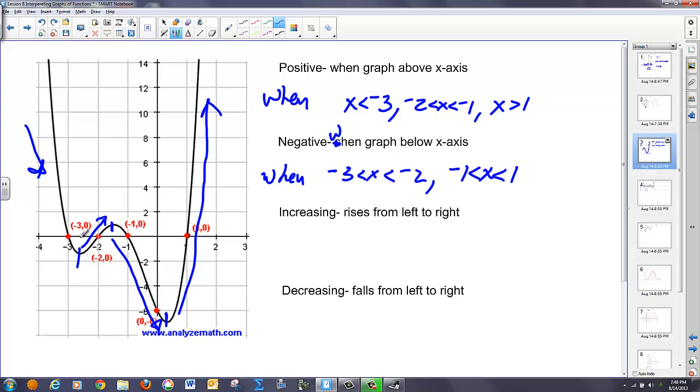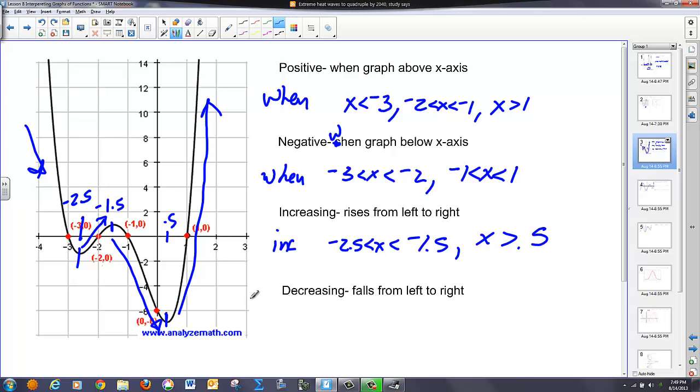Now we're going to estimate here. I'm going to say this x value is about -2.5. This x value is about -1.5. This value, let's just say it's 0.5. And we can start describing this now. So this graph is going to increase when x is greater than -2.5 and less than -1.5. And it also increases when x is greater than 0.5.